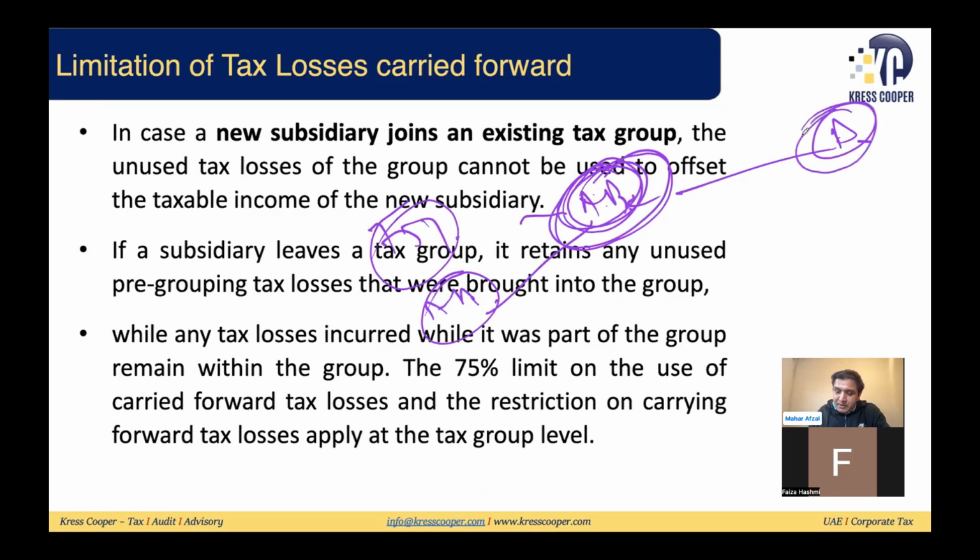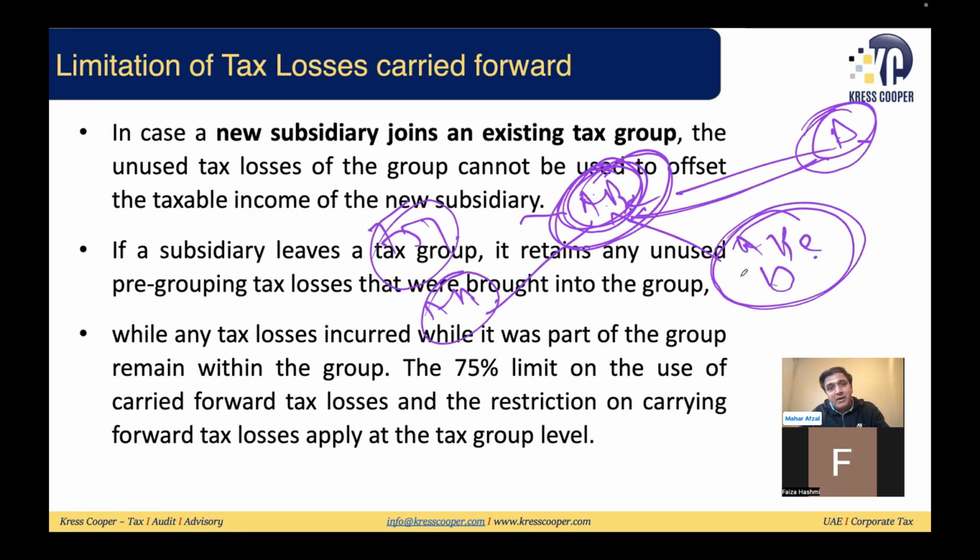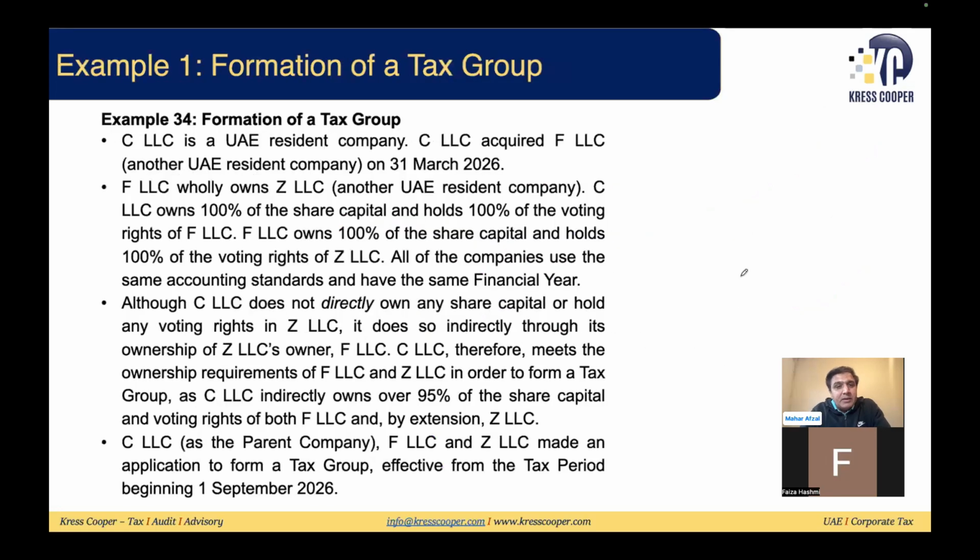So even if D is generating income, ABC cannot carry forward the overall losses of A, B, C, D because these are group losses. So the main conditions are 75% of the taxable income, and second, there should be an income of the respective party against which it can be adjusted. Otherwise, it can be carried forward. Pre-grouping losses can be carried forward by the respective entity. So I have considered a few examples for you from the respective guide. We'll look into the examples.